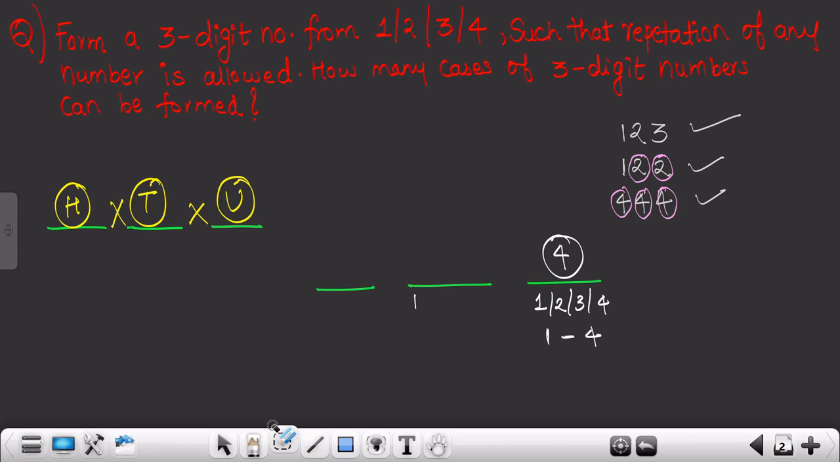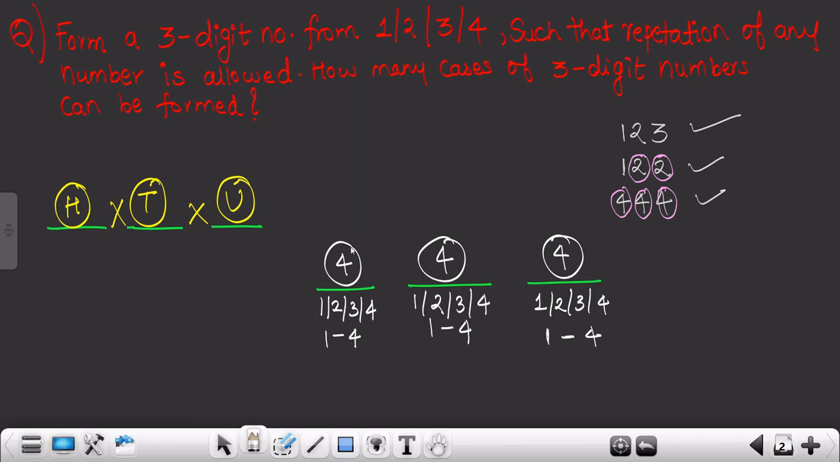So again, here 4 numbers can accommodate in the tens place. That means 1 or 2 or 3 or 4, right? So in all, you get 4 such cases. Similarly, in the hundreds place, either 1 can come, either 2, either 3, or either 4 can come. Thus 1 to 4 numbers can accommodate in the hundreds place. So again, there are 4 such cases.